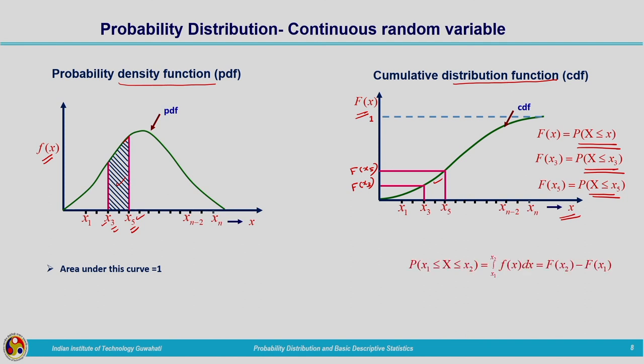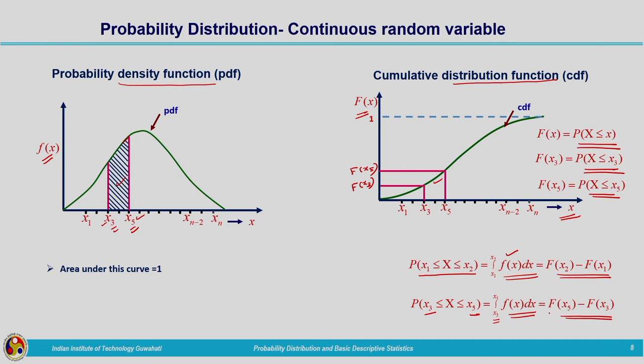So that can be written mathematically like this. P(x1 less than or equal to X less than or equal to x2) is nothing but the integral from x1 to x2 of f(x) dx. The small f(x) is our probability density function, and capital F(x) is the cumulative distribution function. So the integral from x1 to x2 of small f(x) dx is nothing but the difference in the cumulative distribution function corresponding to these two values, x1 and x2, that is F(x2) minus F(x1). So corresponding to x3 and x5, we can modify this expression: the probability of capital X being within x3 and x5 is equal to the integral from x3 to x5 of f(x) dx, equal to F(x5) minus F(x3).